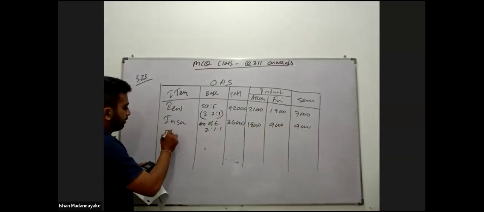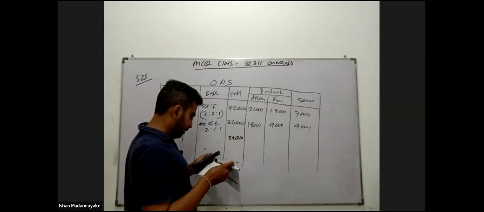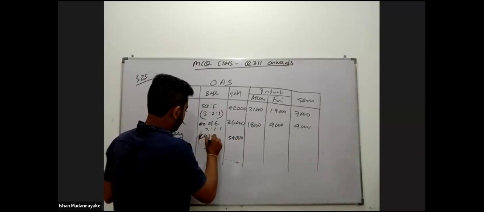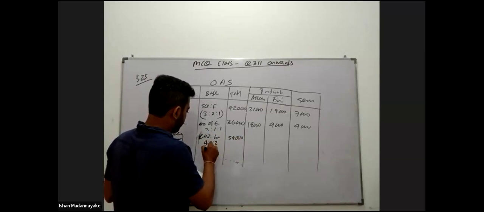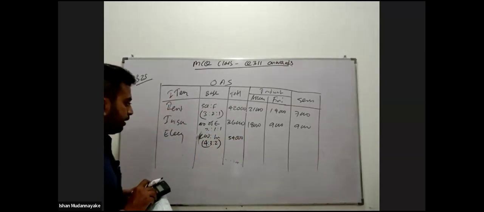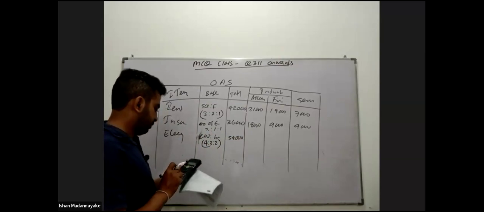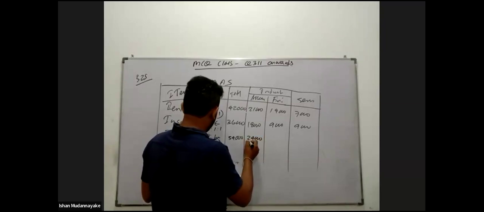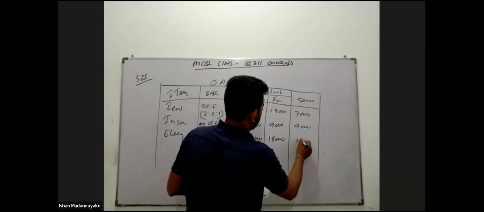Electricity 54,000. Electricity consumption in kilowatt hours: 40, 30, 20, total 432. 54,000 divided by 432 is 6,000. 6,000 into 4 is 24,000, and 6,000 into 3 is 30,000, 12,000.